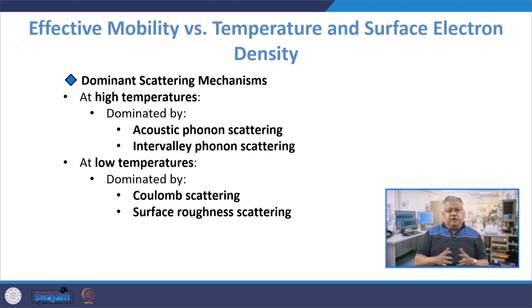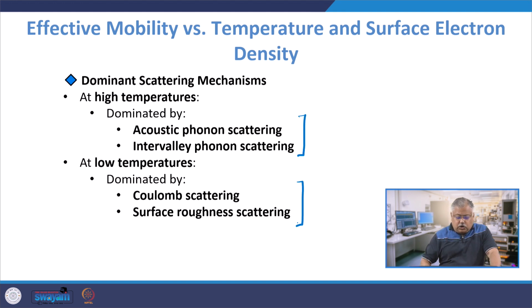For example, Streetman is there, SMZ is there, Cividis is there, Pierret is there. You can have a look. There is a large amount of explanation for acoustic phonon and inter-valley scattering. However, just keep in mind that at higher temperatures these two scattering mechanisms dominate, and at lower temperature these two dominate, right. The Coulomb scattering, surface roughness.